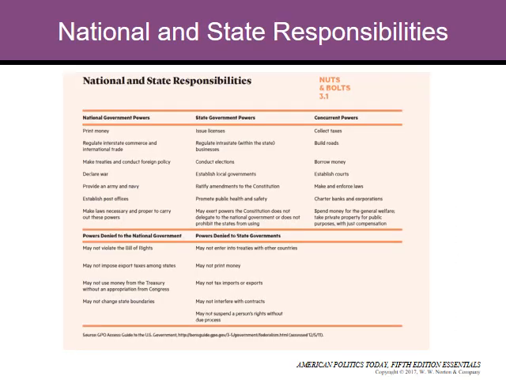All right, so now let's look at national and state responsibilities. The national governmental powers, again, as I stated before, are to print money, regulate interstate commerce and international trade, make treaties and conduct foreign policy, declare war, provide an army and a navy, establish post offices, and make laws necessary and proper to carry out those powers.